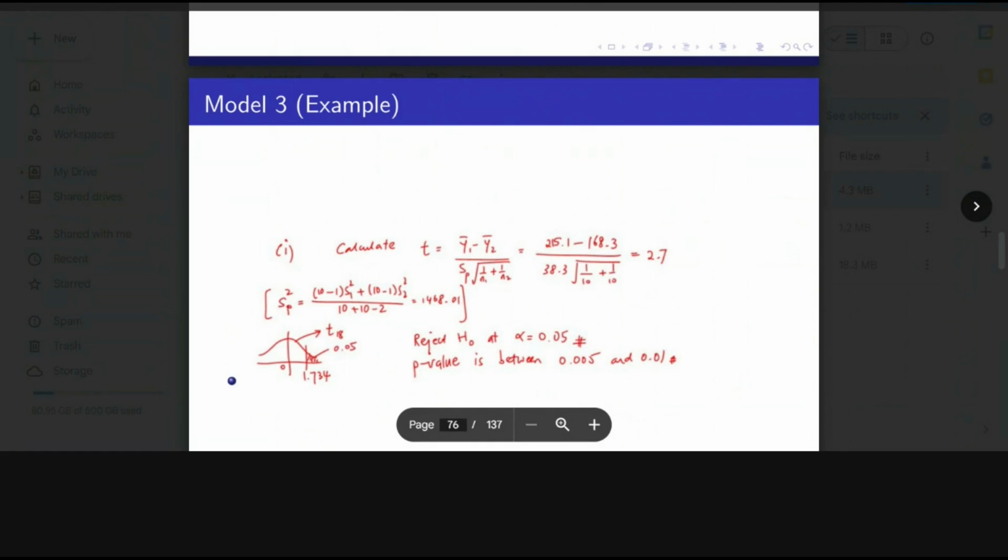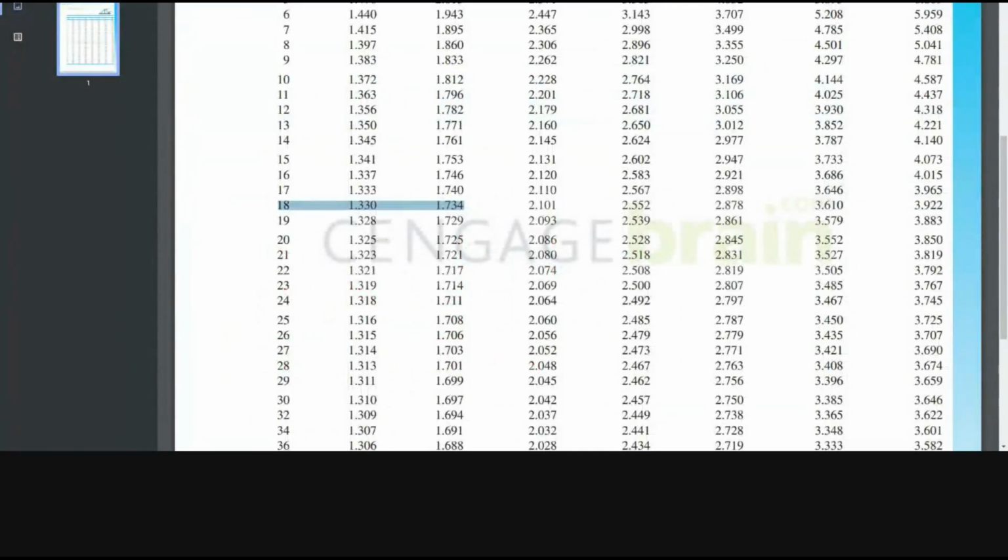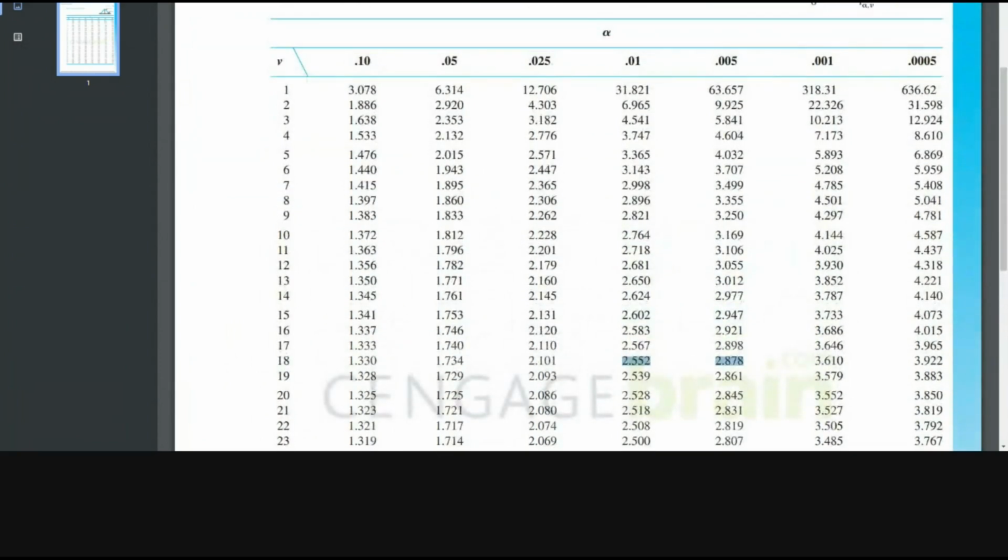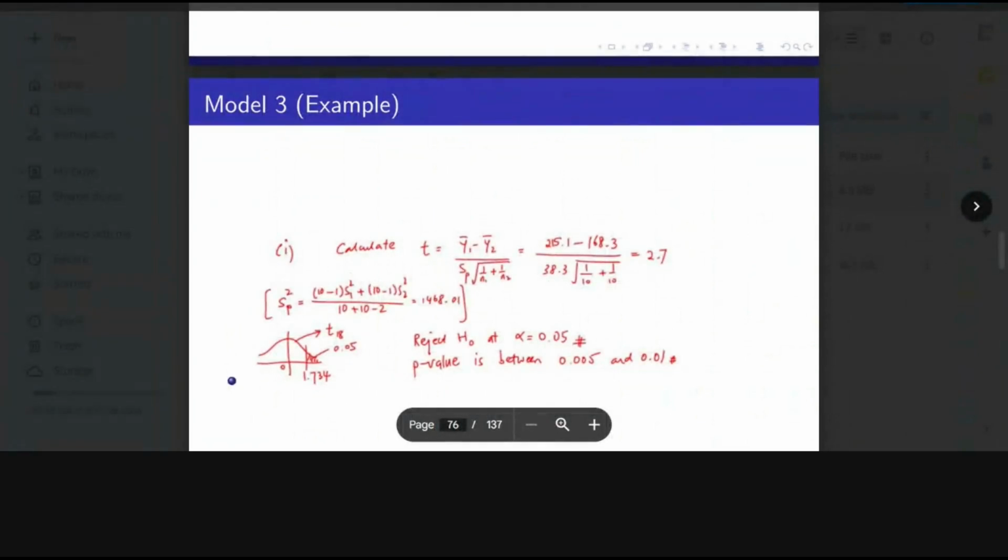Immediately, I want to show you, can you identify the p-value? Why do I say it is between this and this? All you can see if you use the table is a range. Why? Because your t statistic was calculated at 2.7. You go back to your table and check. At 18 degrees of freedom, where is 2.7? 2.7 is between these two numbers. You see that? And these are between what? Look at the area between 0.01 and 0.005. That's where these things are coming from.